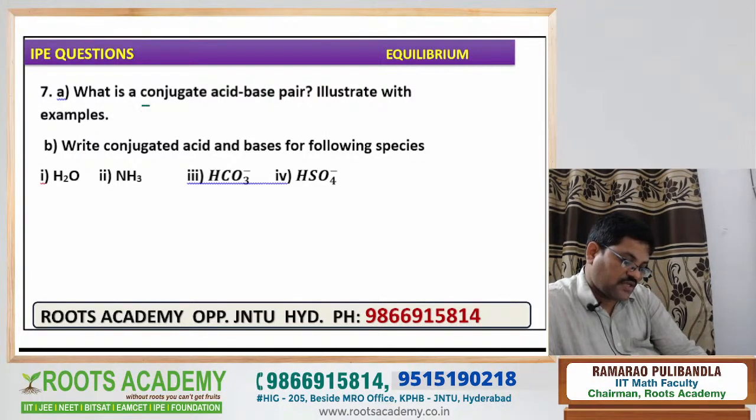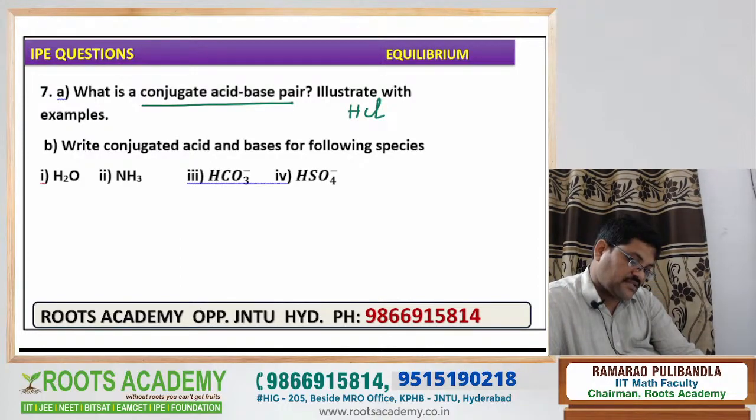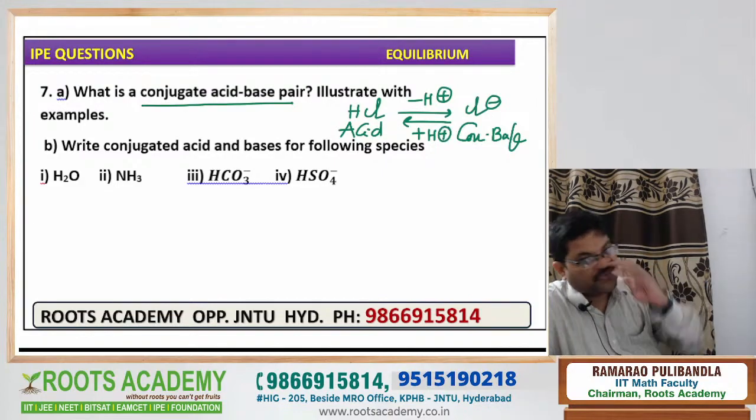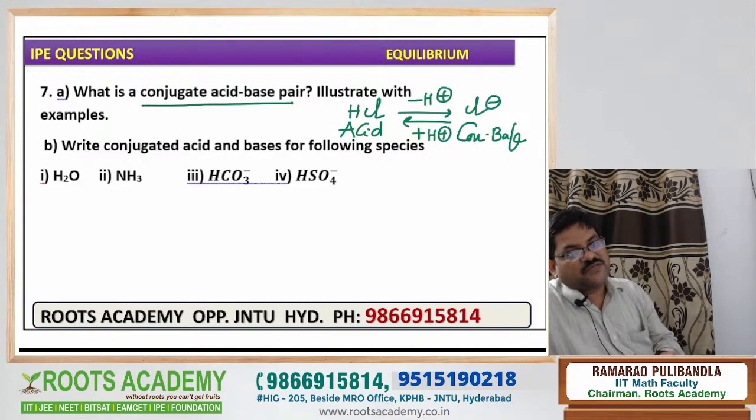Already this is given. What is conjugate acid base pair? Illustrate with example. Hydrochloric acid is an acid. Acid means loss of the H plus and forms Cl minus. So hydrochloric acid is an acid and forms the corresponding conjugate base. Now to this base again H plus ion is added, forms HCl. That is the meaning of conjugate acid base pair. The pair which differs by what? A single H plus.